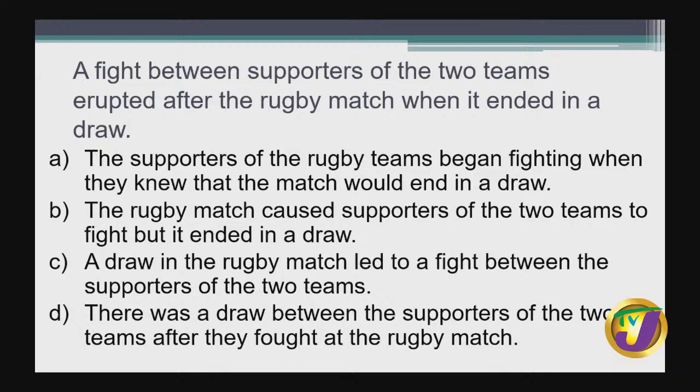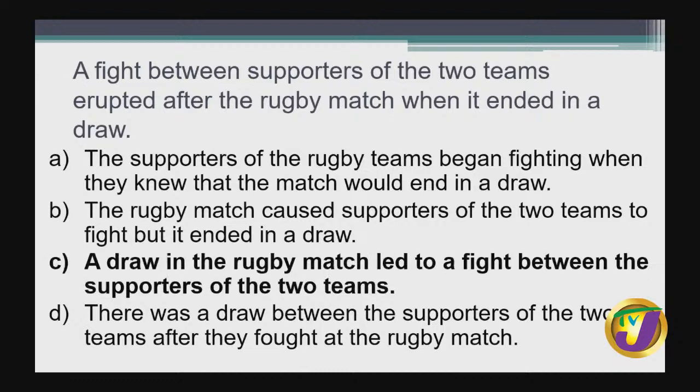All right. And lastly, there was a draw between the supporters of the two teams after they fought at the rugby match. Which of these four conveys the same idea as a fight between supporters of the two teams erupted after the rugby match ended? Which of those conveys the same idea? You are correct. It is C. A draw in the rugby match led to a fight between the supporters of the two teams.